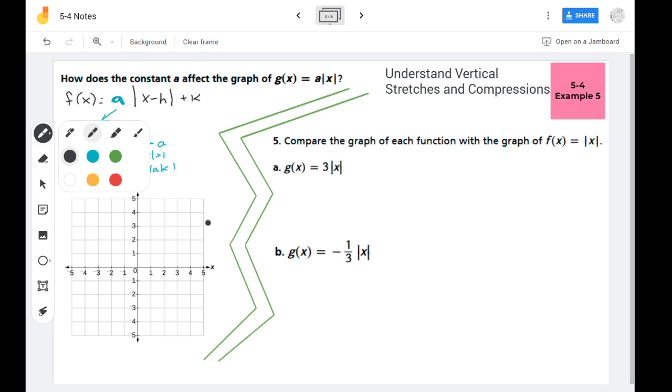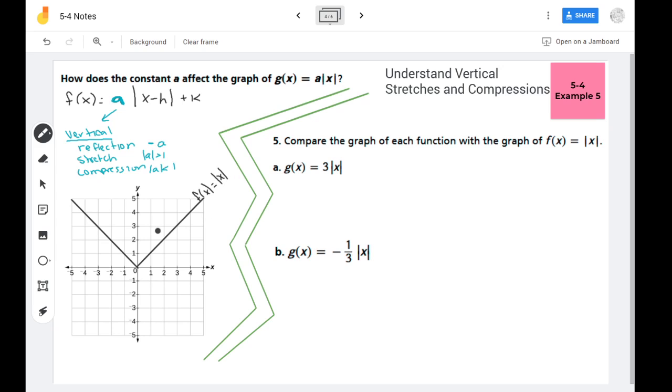So let's take a look at the parent function, which I'm drawing here in black, and compare it to some of these stretches and compressions and reflections we're going to see here. Again, here in black, this is the original parent function. Now we have a 3x here. It's positive, so there's no reflection. But that 3 is going to cause a vertical stretch.